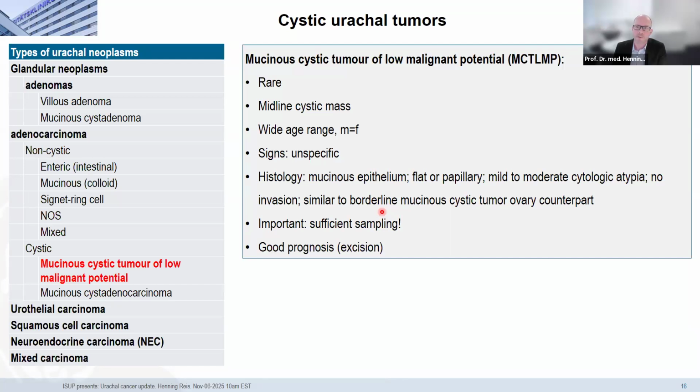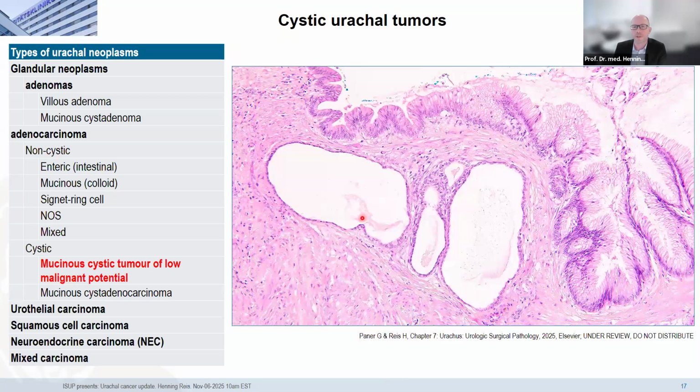It's also similar to an ovary tumor, and this is the mucinous cystic tumor of the ovary with borderline malignancy. And as we also do this in the ovary tumors, sufficient sampling is very important. Also, this tumor has a good prognosis. And looking at histology, this is one case which displays these large mucinous epithelia here with the nuclei which are orientated at the basement membrane, so everything fine, no dysplasia, and then this area here of low-grade dysplasia and also associated with the urachal remnant over here.